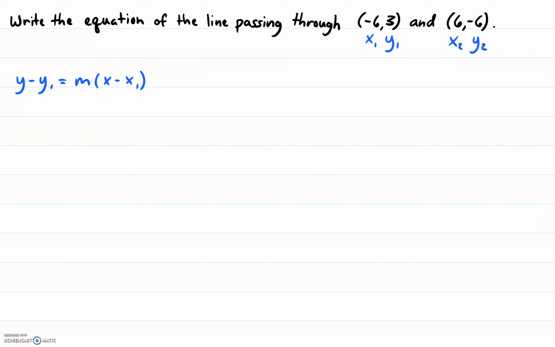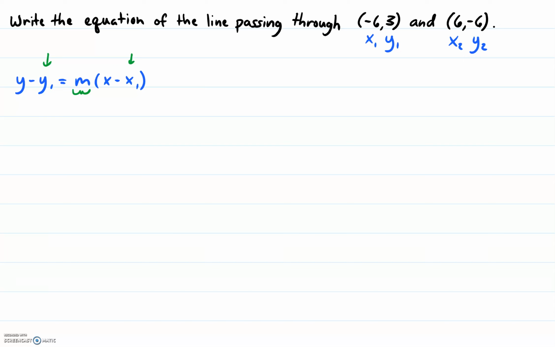And there are three things that we want to fill in using that form of the equation of a line. We want to fill in the y1, the x1, and we want to fill in the m, which is our slope. So we already have the x1 and the y1 taken care of because we already labeled our first point x1, y1. So that's good, we have numbers for that.